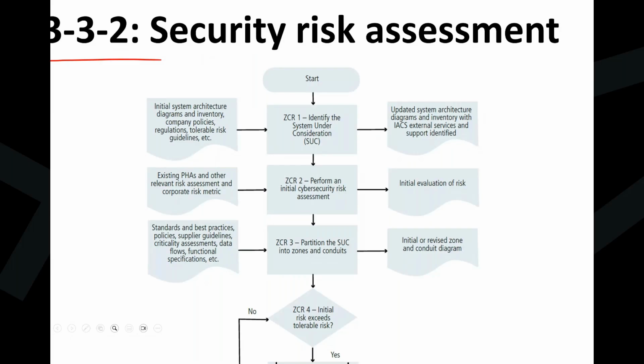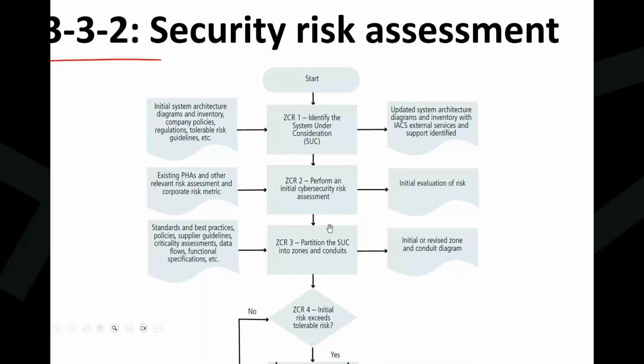System under consideration is dividing your control system into smaller components, so it's easier for you to do the assessment. You look at the system architecture and diagrams. You update the system architecture so you know exactly what you're looking at. You perform initial cybersecurity risk assessment and document the initial evaluation of risk. And then you partition your system under consideration into zones and conduits.